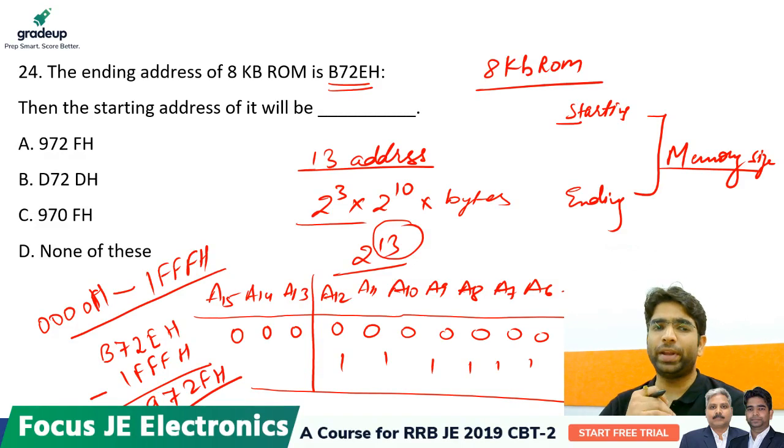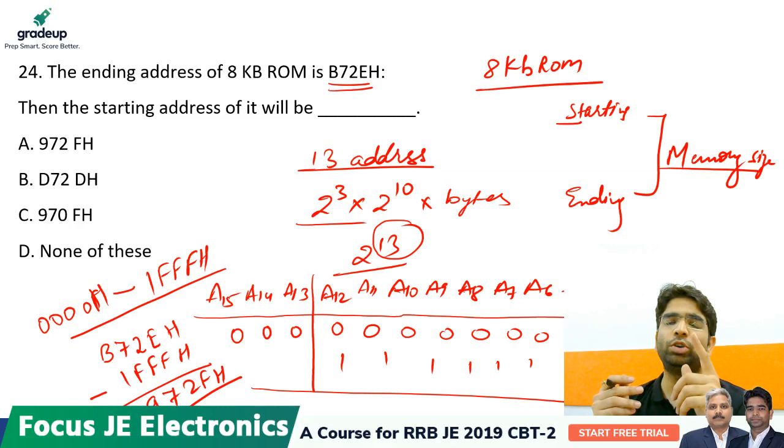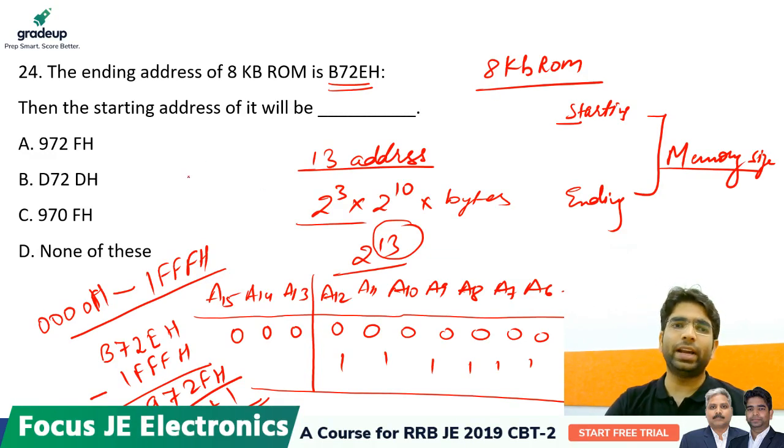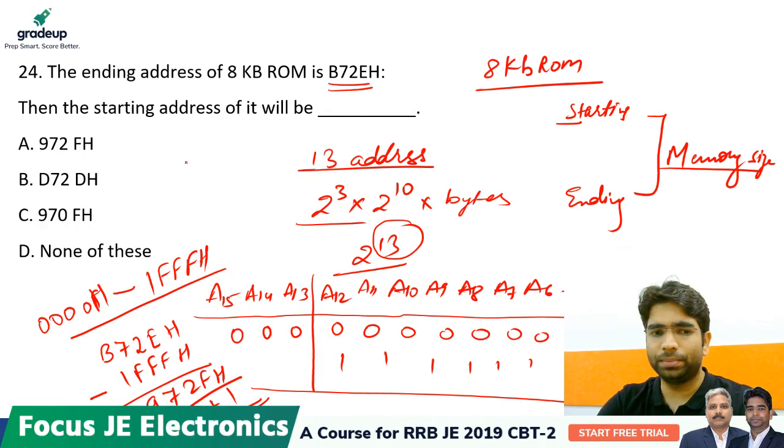Yeah, actually it should be 972FH plus 1. Correct, because memory size is always 1 greater than the difference of the starting and ending address. So it should be plus 1, and then you will get 973H.